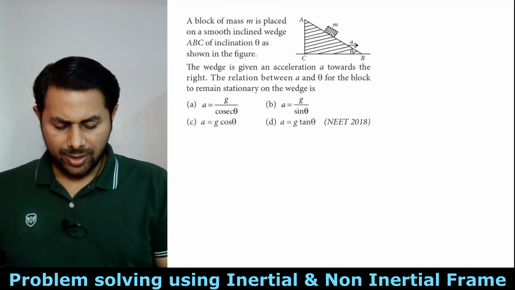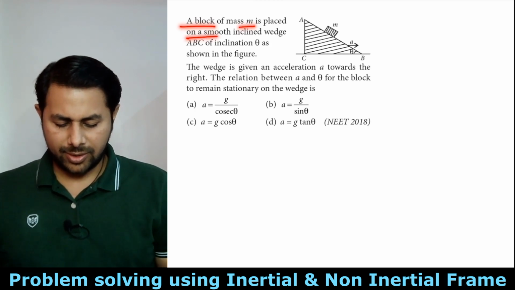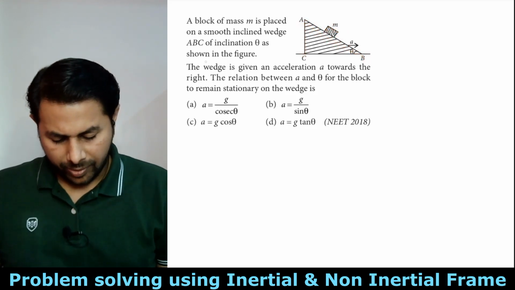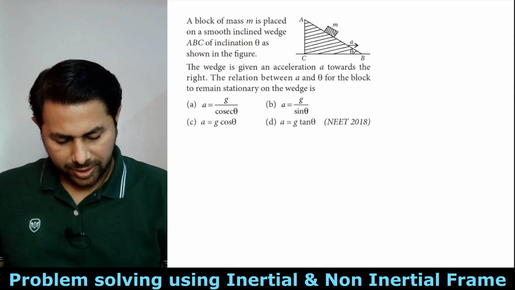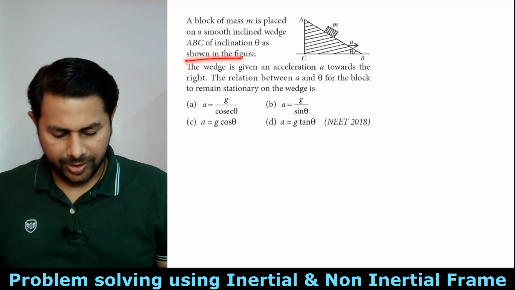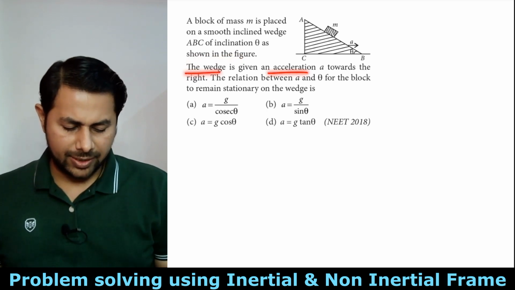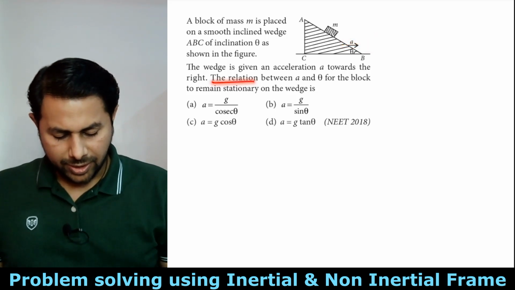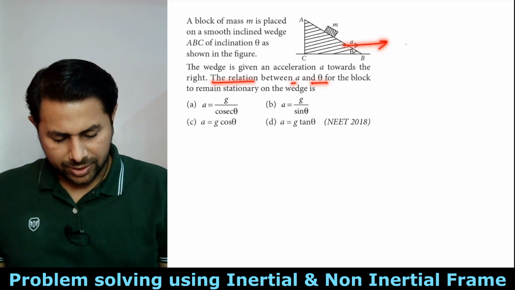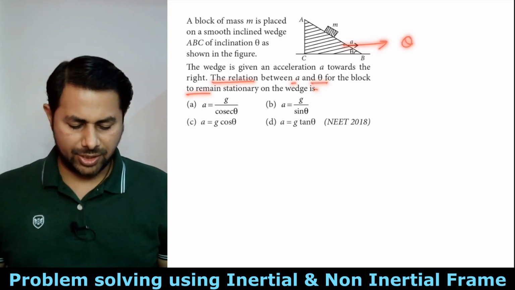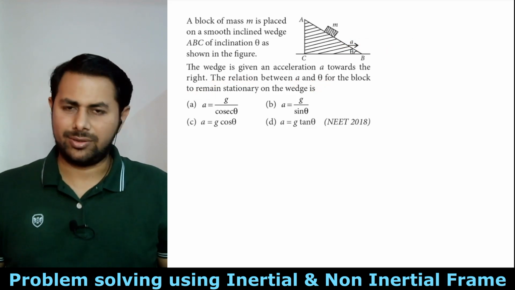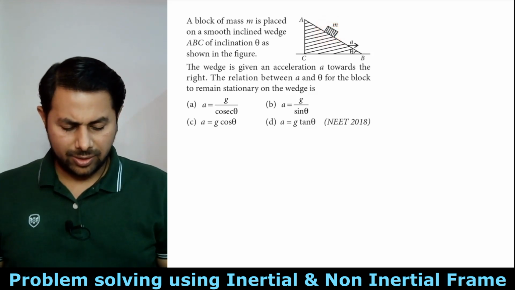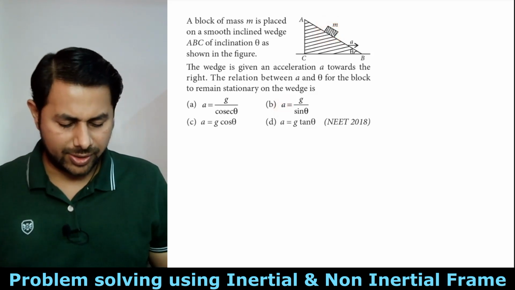A block of mass m is placed on a smooth inclined wedge ABC of inclination theta. So this is a wedge and a block of mass m is placed over that. Theta is the inclination, as shown in the figure. The wedge is given an acceleration a towards the right. The relation between a and theta, for the block to remain stationary on the wedge, is. This is the question. The block remains stationary is given, and then what should be a? What is the acceleration? This is the question.